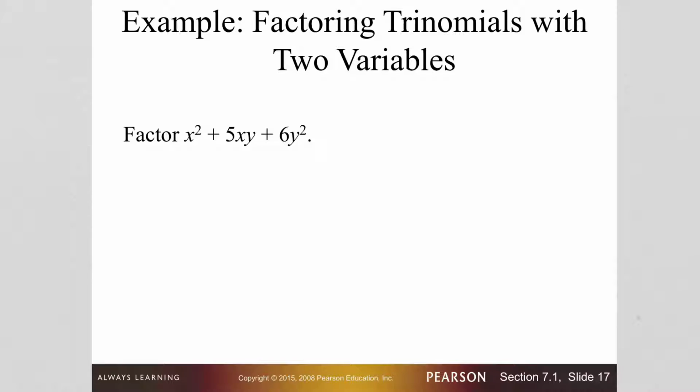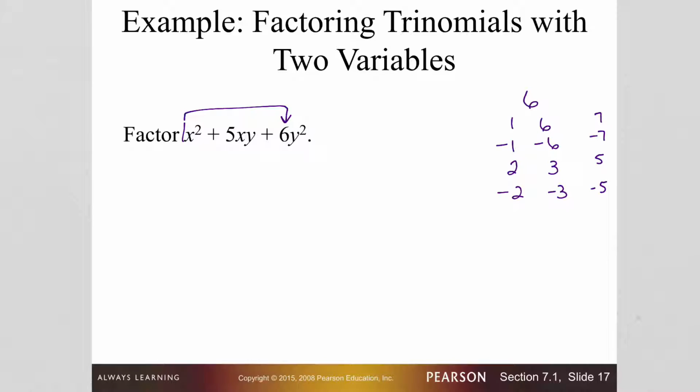Alright, so let's take a look at this. This is really not done any different just because we have an x and a y. We're still going to take this leading coefficient of 1 and multiply it times the last term. 1 times 6 is 6. So the pairs of factors of 6 are 1 and 6, negative 1, negative 6, 2 and 3, or negative 2 and negative 3. 1 and 6 add up to be 7. That adds up to be negative 7, that's 5, and that's negative 5.